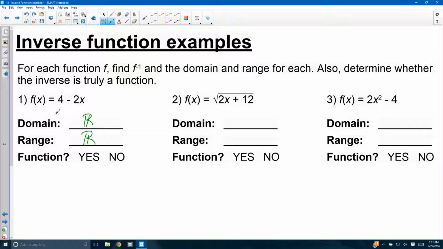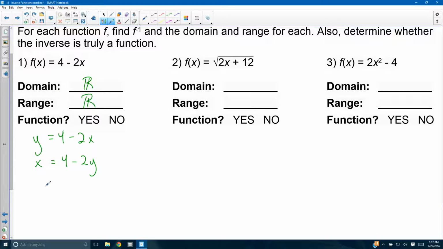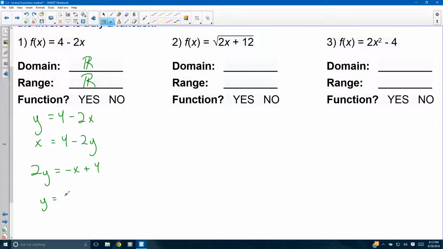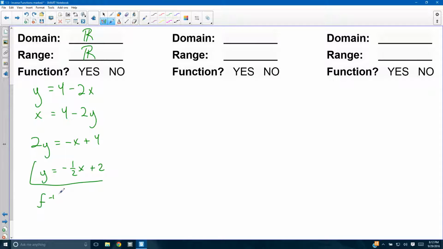Okay, so the original was 4 minus 2x. So the inverse is 4 minus 2y equal to x. Solve for y. I'm going to add 2y and subtract x. 2y equals -x plus 4. Divide by 2. I'll get y equals -1/2 x plus 2. So not y, let's put inverse function of x. So there you go. There's the inverse function.